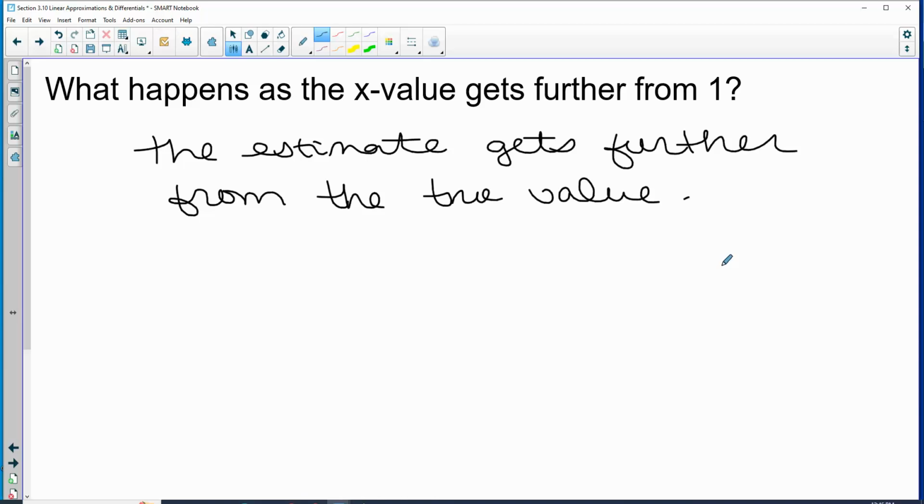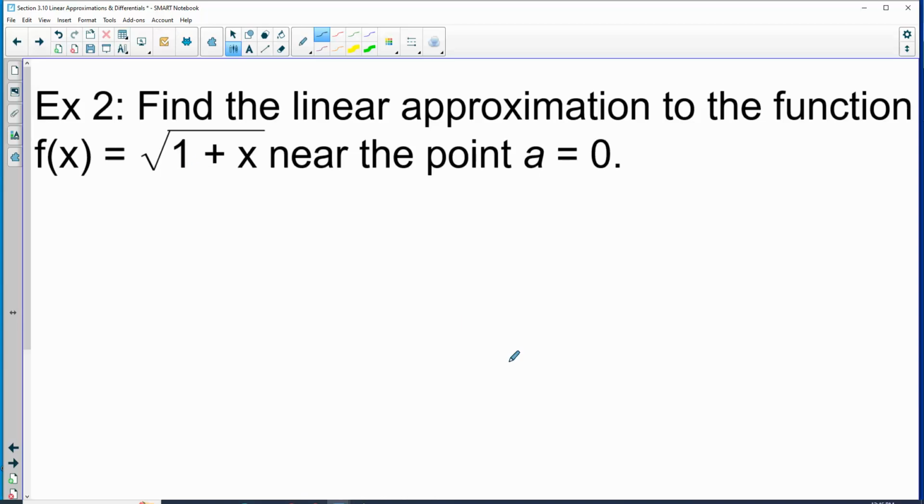Let's try and do that one. I want to find the linear approximation to the function f of x equals the square root of 1 plus x near the point a equals 0. So we're trying to write the equation of the line, y equals mx plus b. So we need a point and a slope. What is my point going to be? 0, 1. And I got that by plugging 0 into my function.